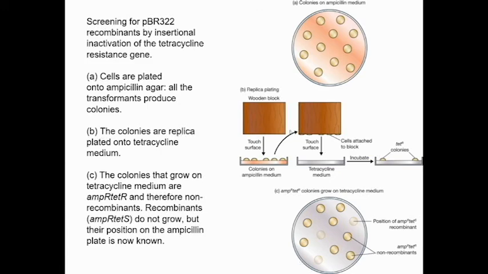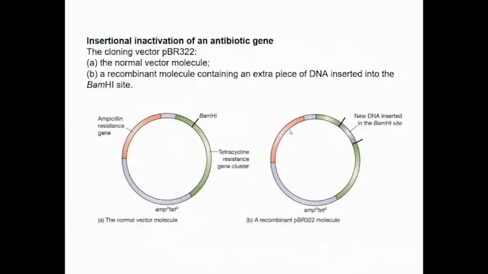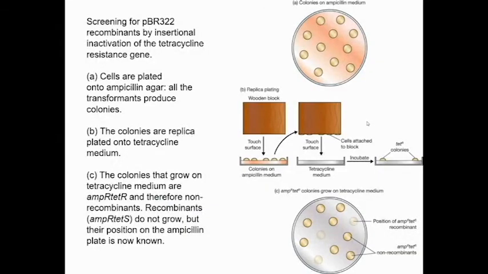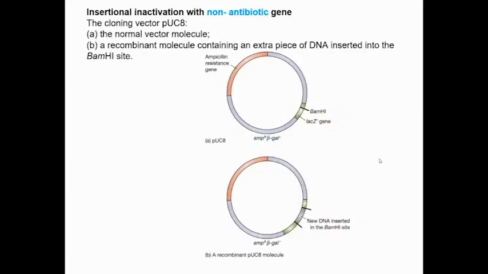Very good. So this process is very important, and it will be on the test. You have to understand this. This is the insertional inactivation of an antibiotic resistance gene, how you clone the gene, and how you identify the recombinant cell.